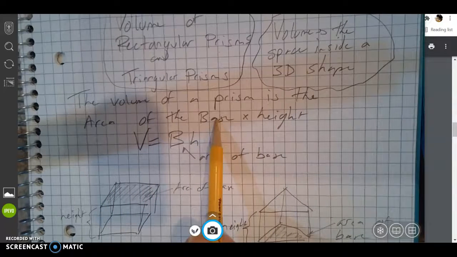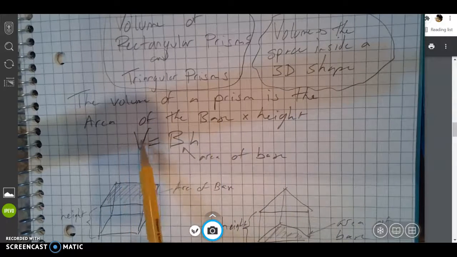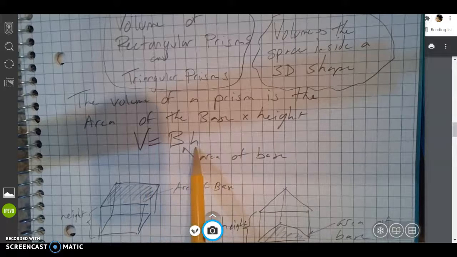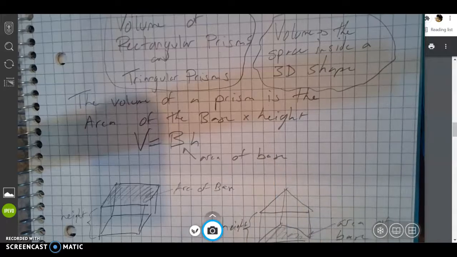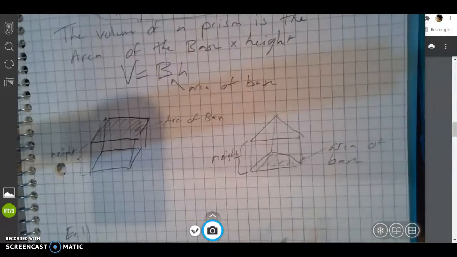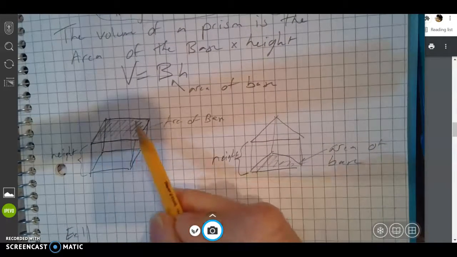And the base is usually just the bottom. So volume equals capital B times H, and capital B stands for the area of the base. Copy that down.